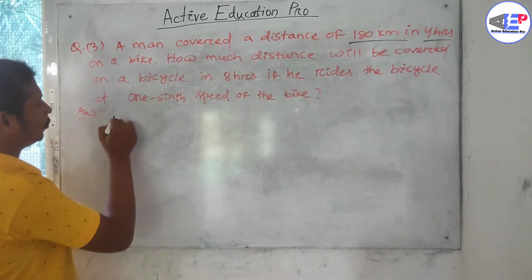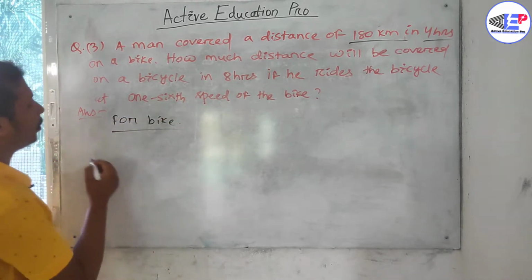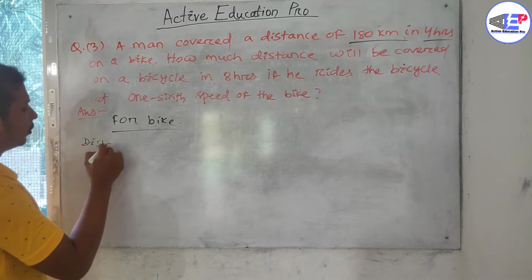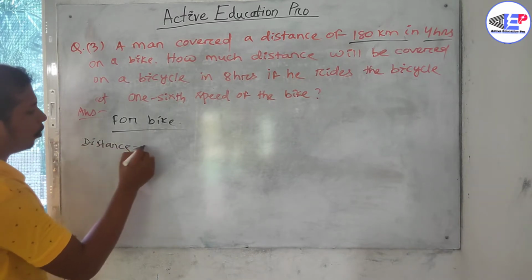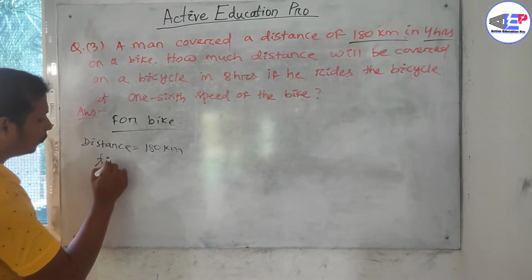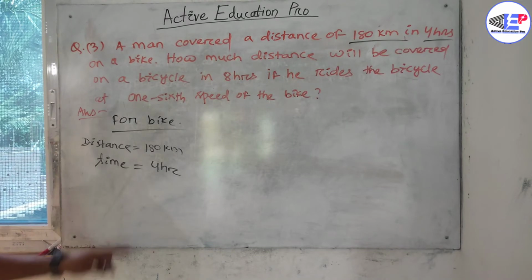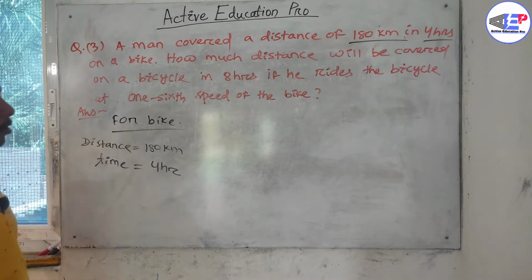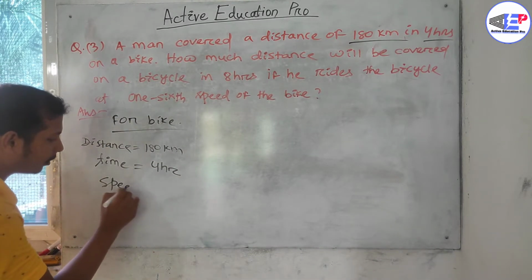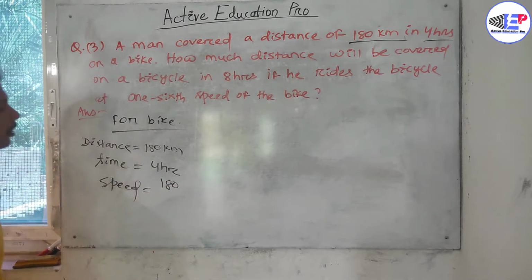So for a bike, the distance covered by the man is 180 km and time taken by him for covering 180 km is 4 hours. So the speed of the man on a bike will be equal to distance by time.